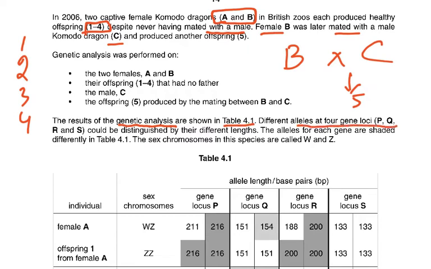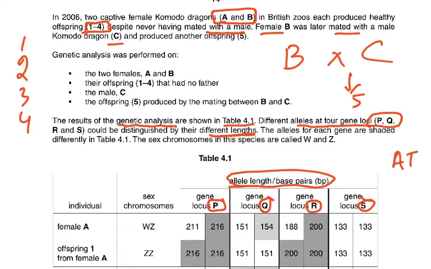Different alleles at 4 loci, so we have gene loci P, Q, R, and S, could be distinguished by different lengths. Now, what are the lengths? Allele length is measured in base pairs. Please understand what we mean by allele length.